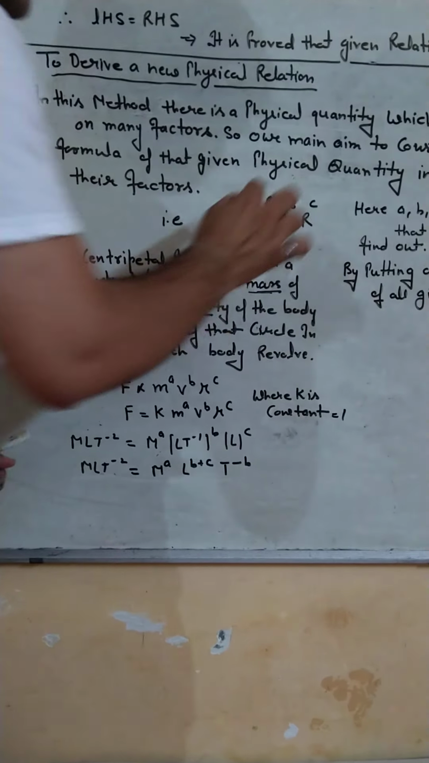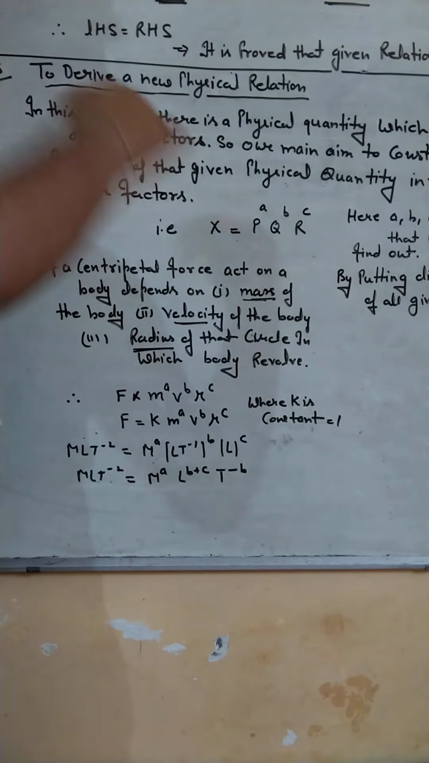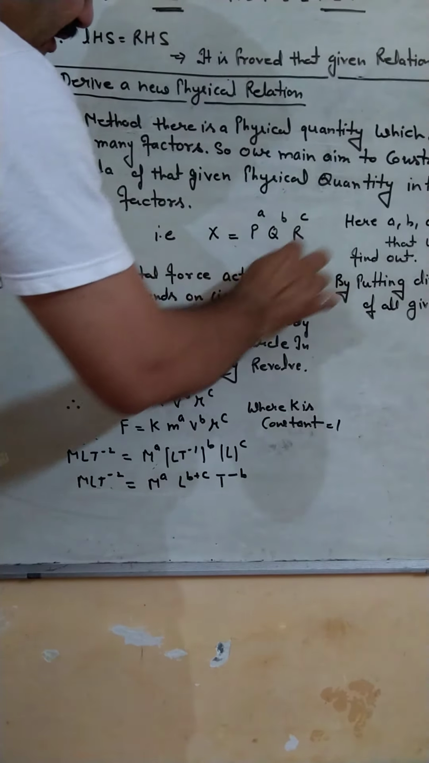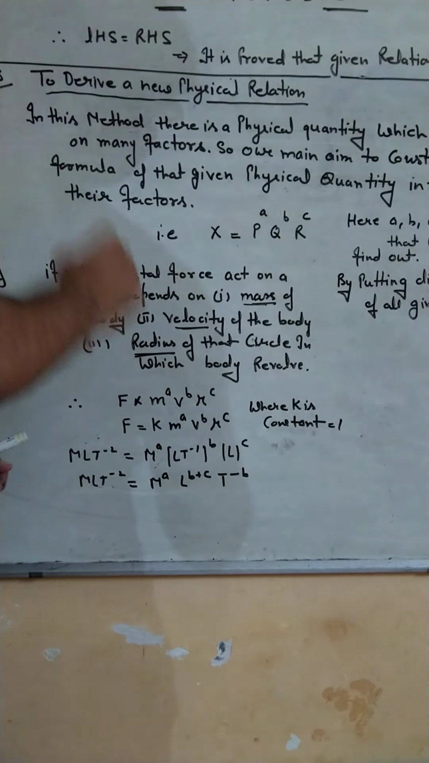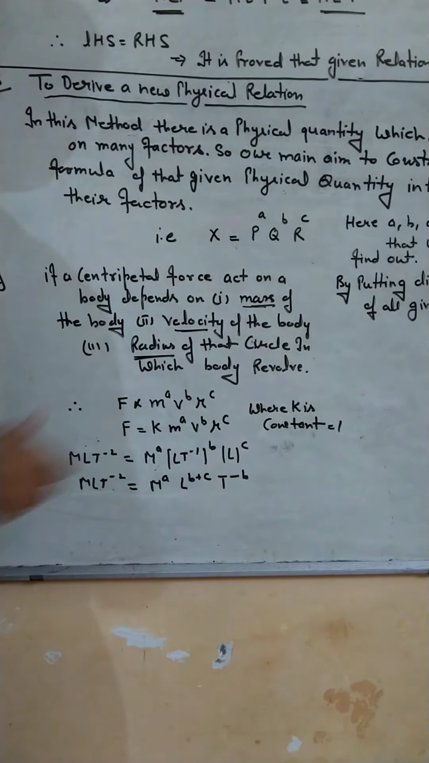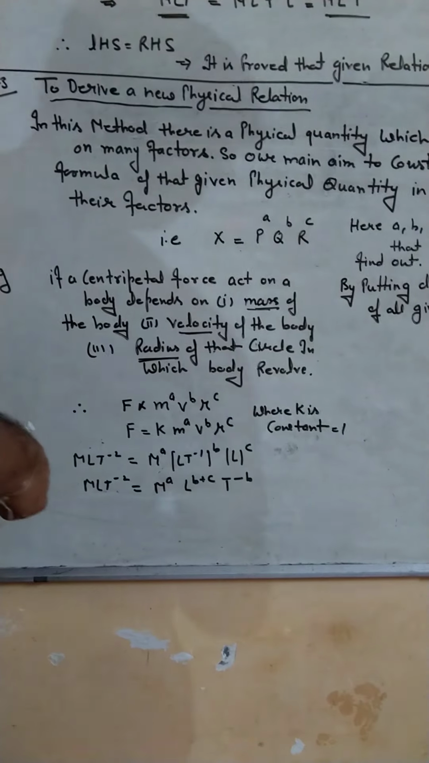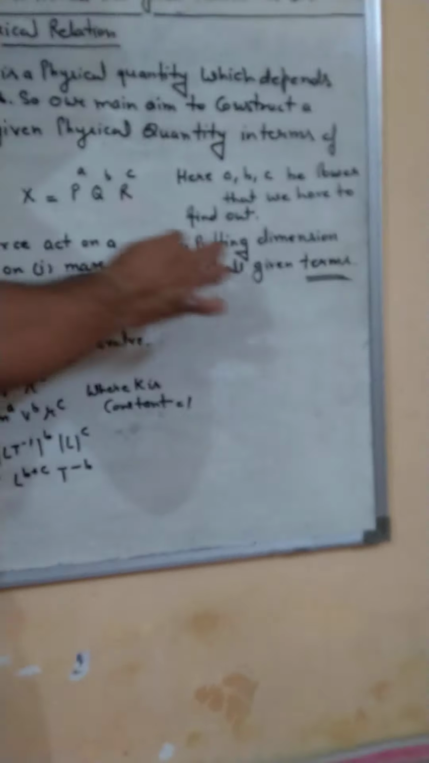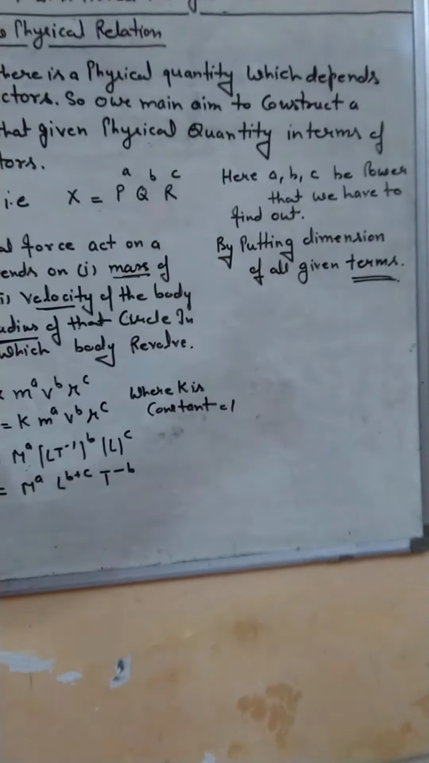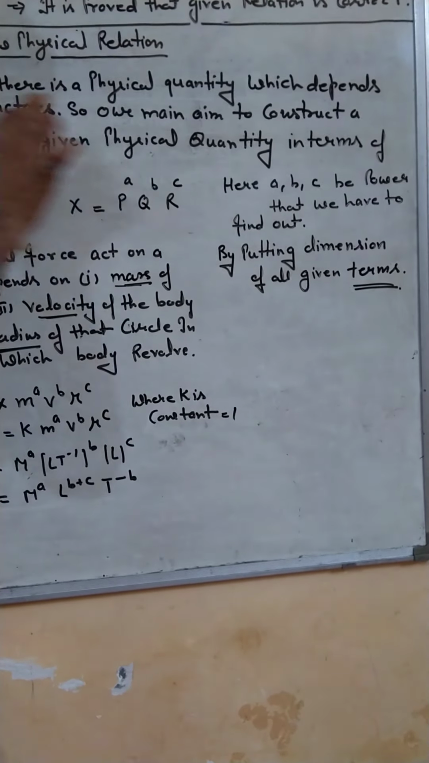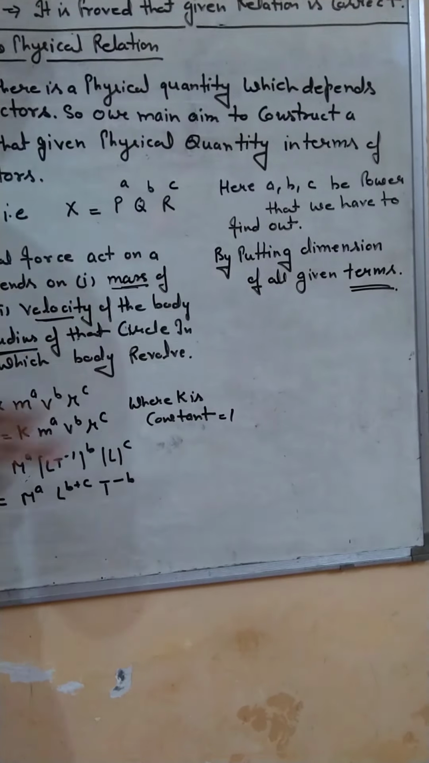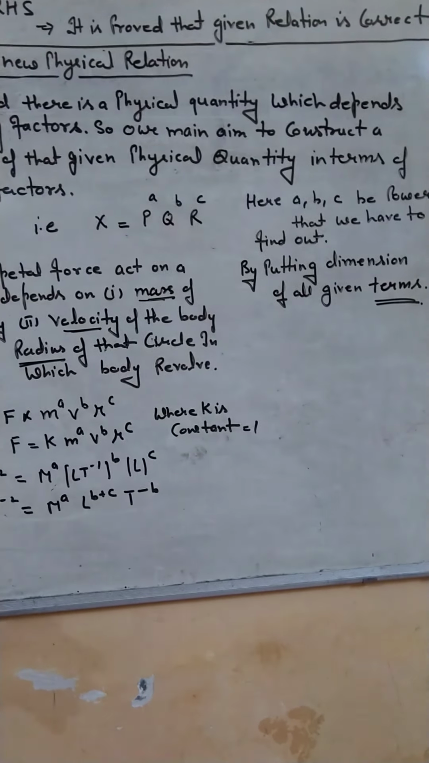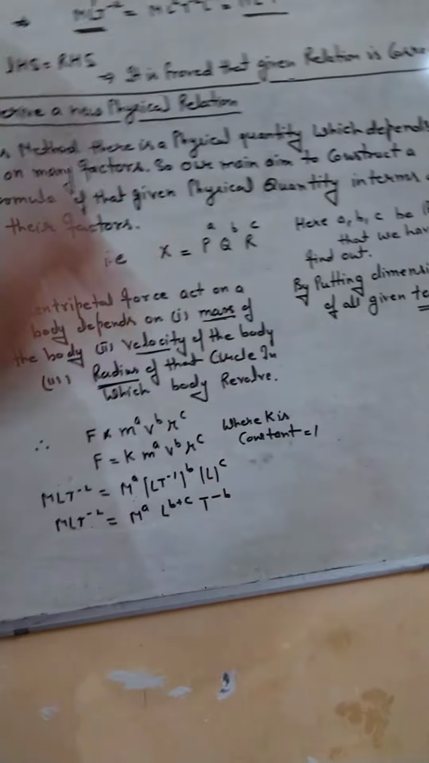That power a, b, c we have to raise first, and after putting the dimensions and solving these, get the values of a, b, c. This is our main aim. Here a, b, c are the powers that we have to find out by putting the dimensions of all given terms. Given terms means all factors as well as the physical quantity whose formula we have to find out in terms of the given factors.